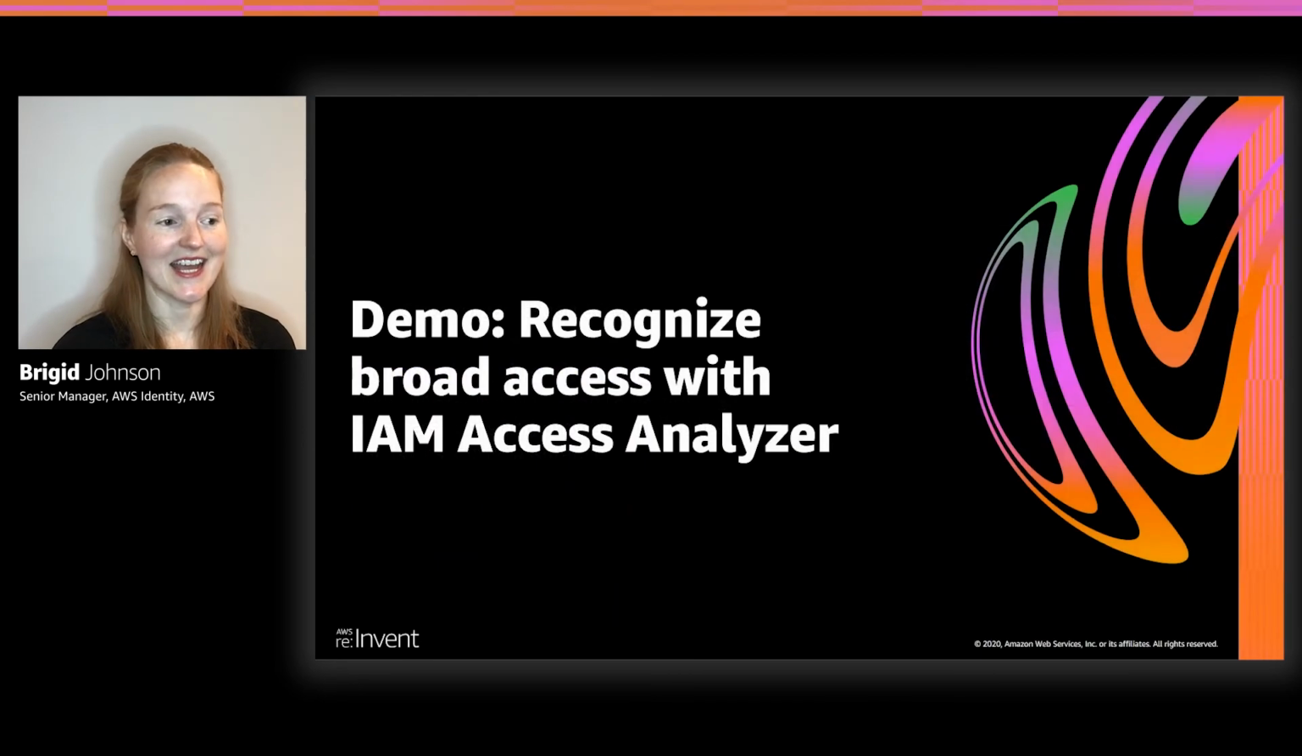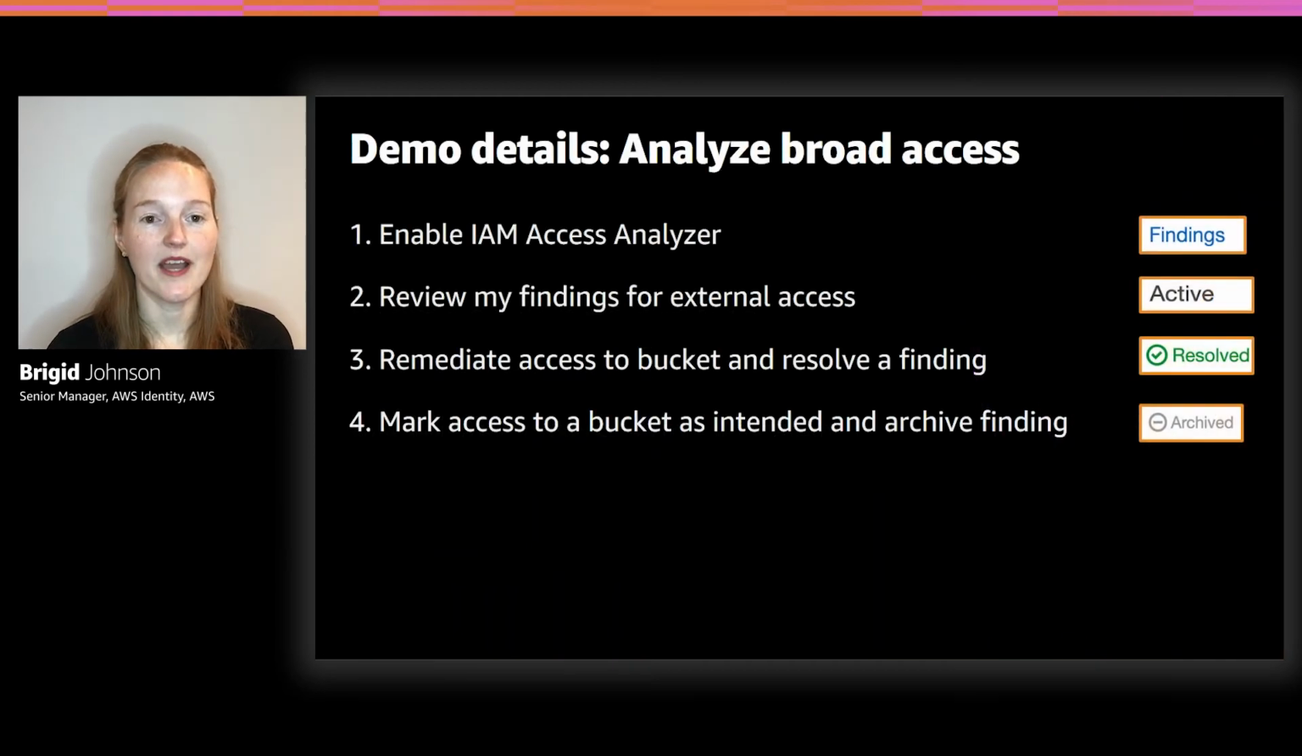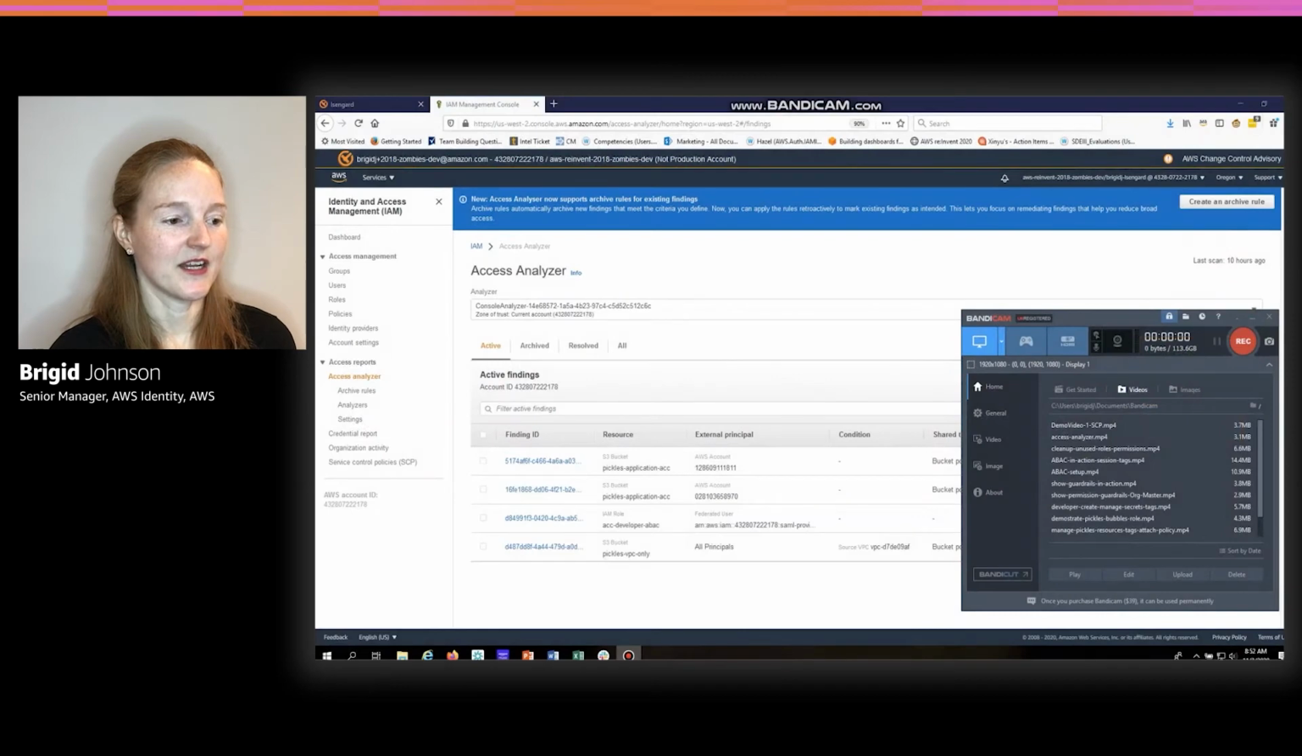So let's see that in action. We're going to go review some broad access with Access Analyzer. And in the demo, I have already enabled IAM Access Analyzer. I'm going to review my findings. Then I'll remediate access to a bucket, something that I did not intend. That was that third-party partner case that I was talking about. And then we'll rescan, and then I'll go and show you some archive rules. All right, here we go.